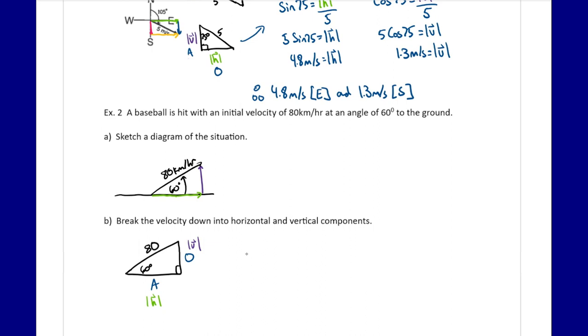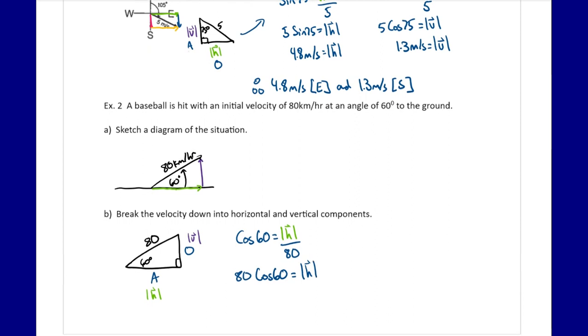So I'm going to go through. For the horizontal component, I'll do that one first. It's adjacent over hypotenuse, and I'm finding the adjacent, so I have to use cosine. So cosine 60 is equal to the horizontal, or the adjacent, divided by the hypotenuse, which is 80. Bring that up, 80 cosine 60 equals the horizontal, and we get a value of 40 kilometers per hour, which is equal to the horizontal.